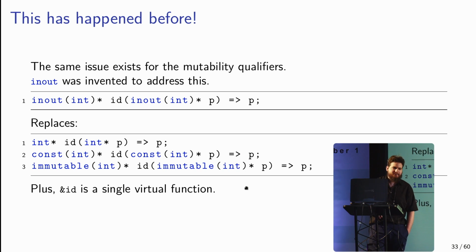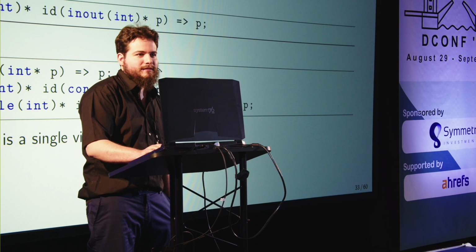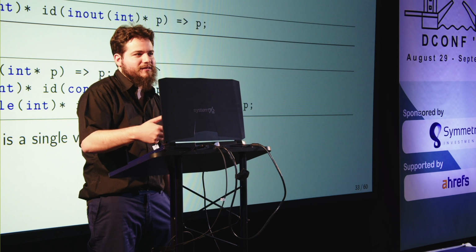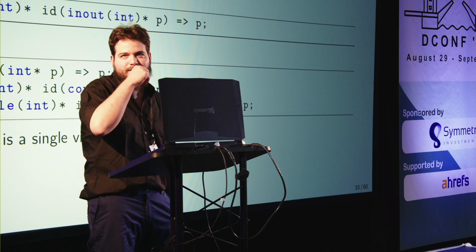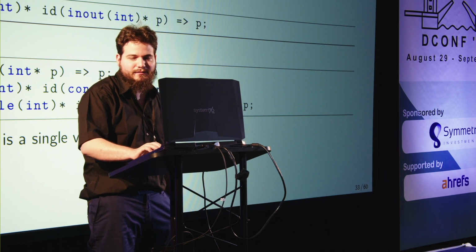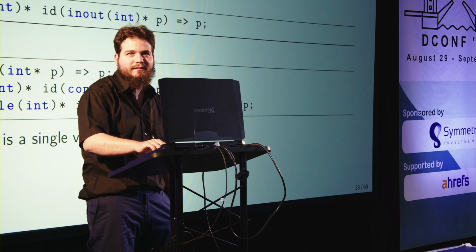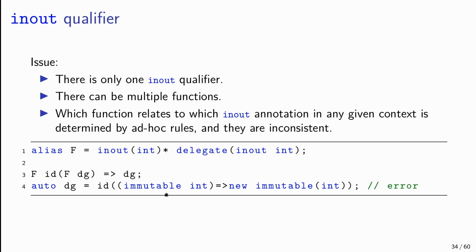This entire thing has, of course, happened before. It's also the case for mutability qualifiers, and this is why inout was invented. Basically, this single function replaces all of those three, and it has a single address. You could, in principle, think about doing exactly the same as for the effect annotations, but I will argue against it because I think inout has some issues. One thing is there's only one inout qualifier.